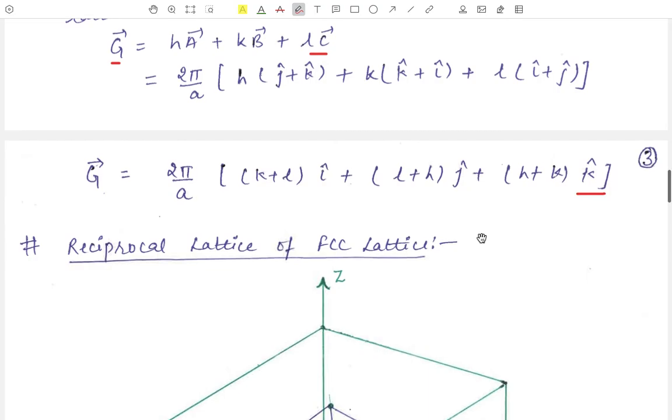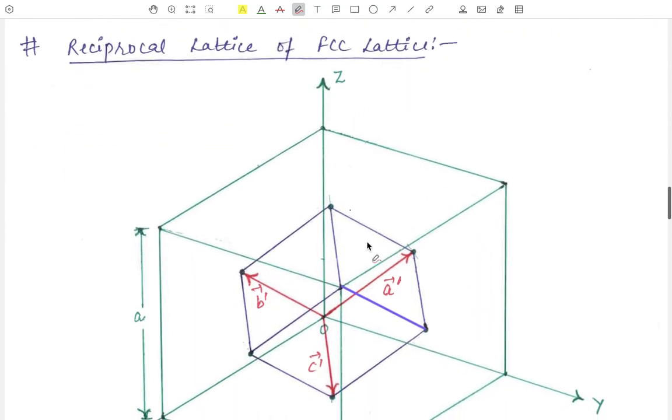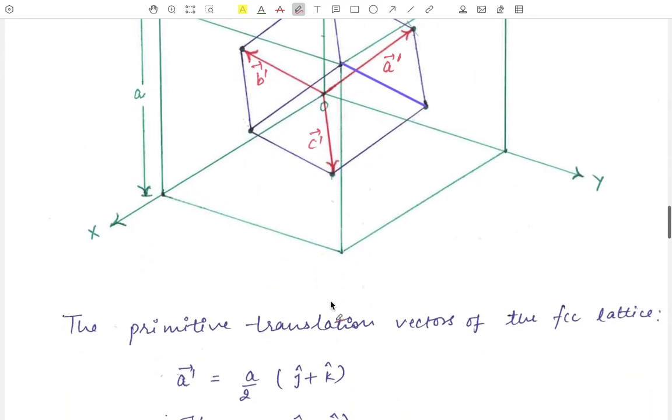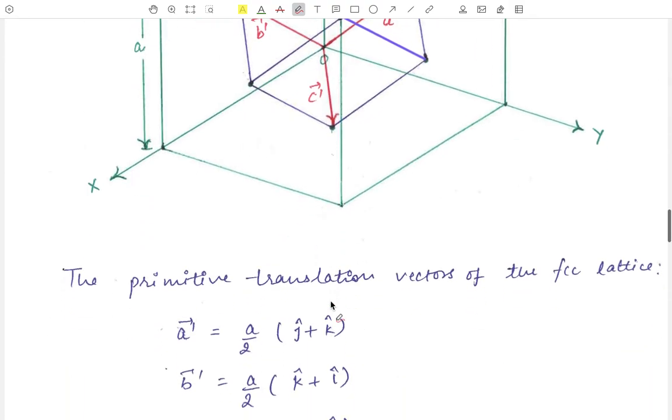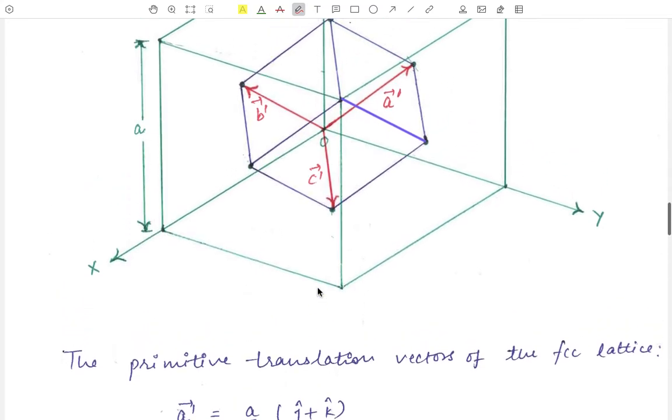ठीक है. Now our next article is the reciprocal lattice of the FCC lattice. Say this is a primitive cube in direct space, and here we define the primitive lattice vectors A dash vector, B dash vector and C dash vector for the FCC lattice. Now to define these, we have A dash vector, this, B dash vector and C dash vector. Just check out these vectors.